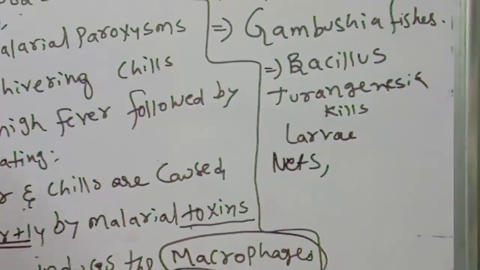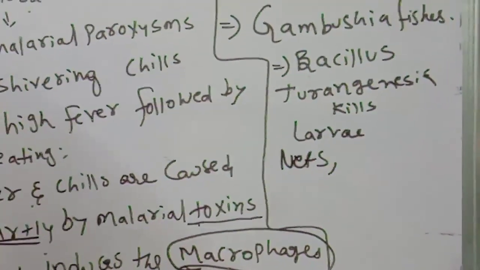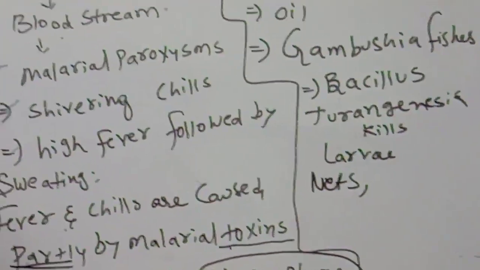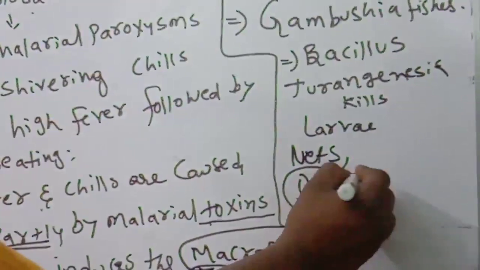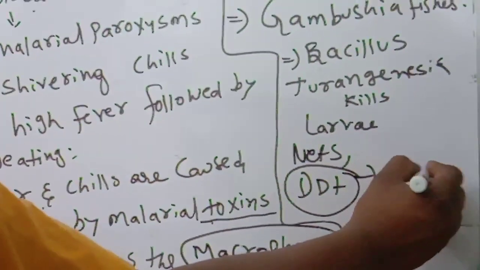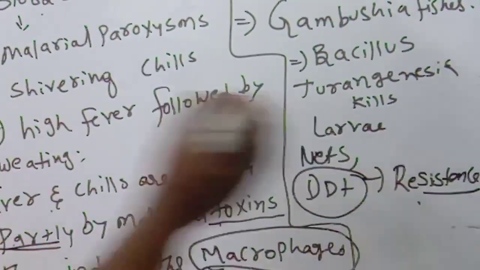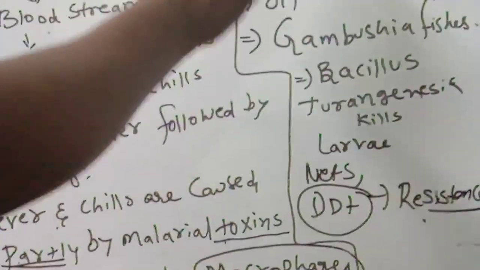Now, DDT, if used, is of no use against the mosquitoes. Why is DDT not affecting the mosquitoes? Because the mosquitoes got what? Resistance. The mosquitoes got resistance. Okay, children, how to prevent?